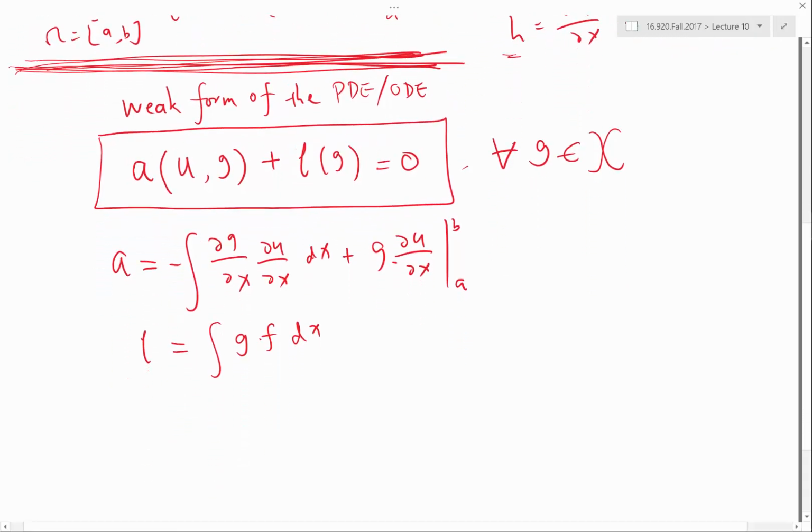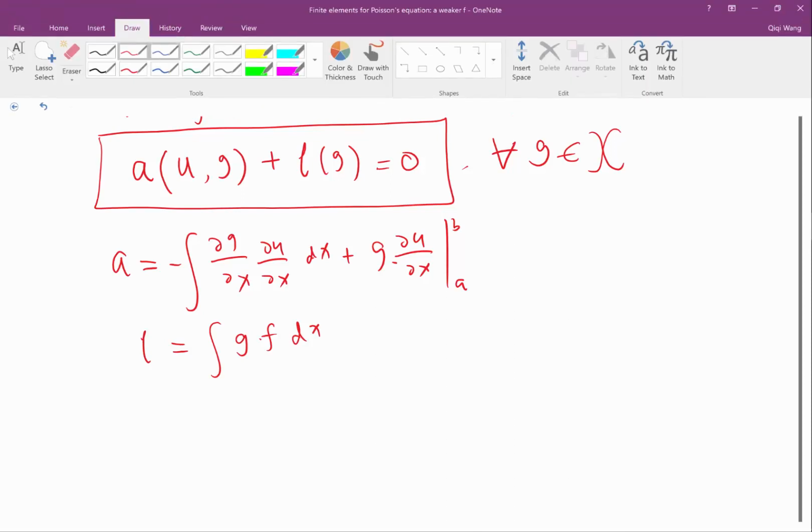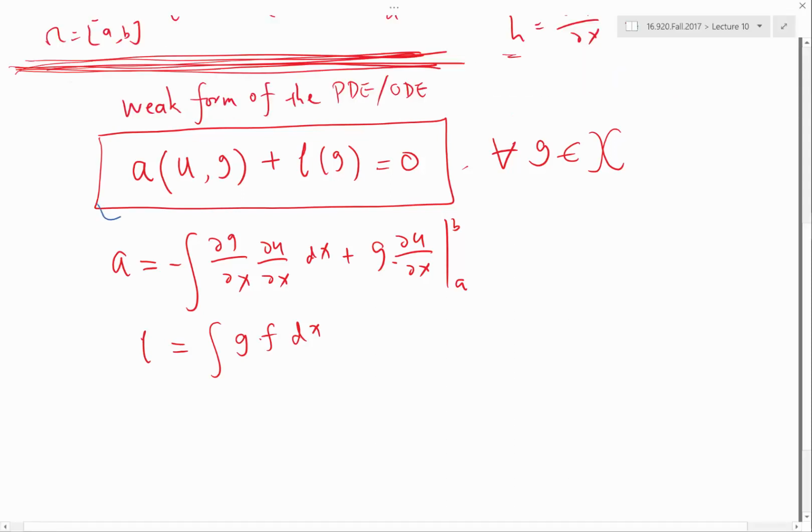Now let's see, we can then derive the finite element from this weak form pretty much the same way, except that when you get from this weak form to Ax equal to b, you see naturally that this A of ug is going to become my matrix A times u, and my L of G is going to naturally become my right-hand side B.